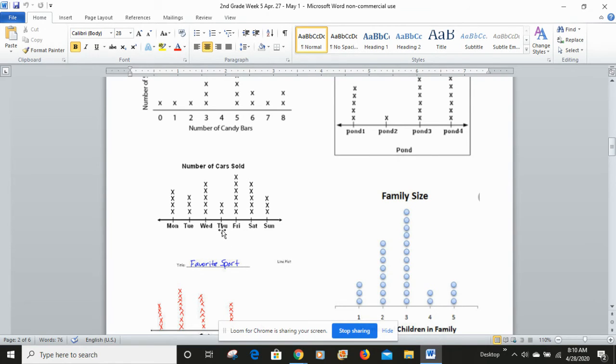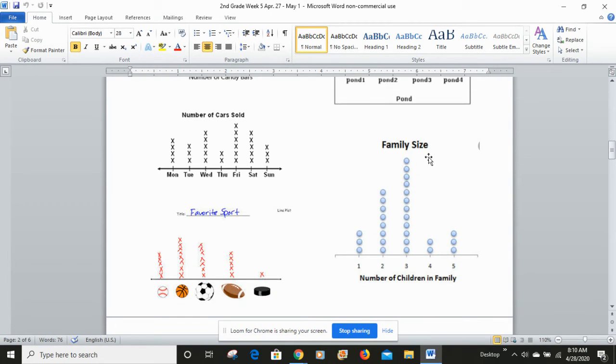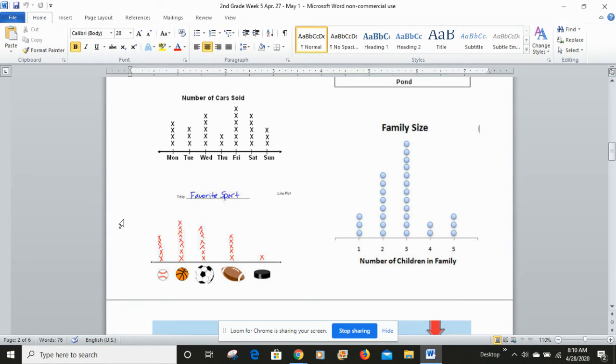What's probably the worst day? Maybe Thursday. And so if they were going to have people available to sell cars at their car dealership, they would want to make sure that they have a few more people, maybe on Mondays and Wednesdays and Fridays and Saturdays especially. Here's one on family size, number of children in the family. And you can see kind of the average number of children that families have is around 3 children. It got the most votes, so it has the most, in this case, dots rather than X's.